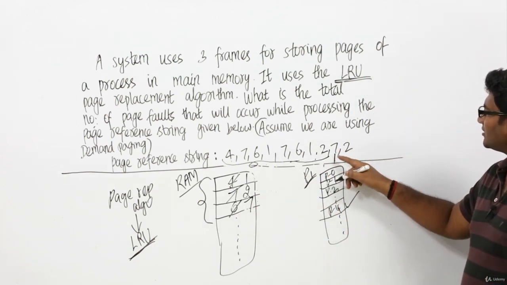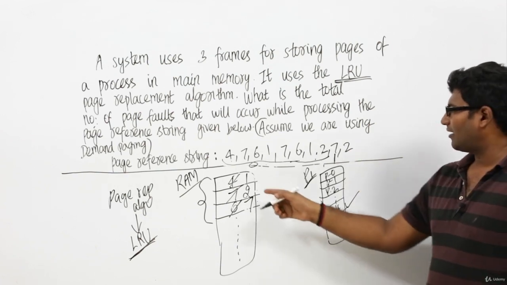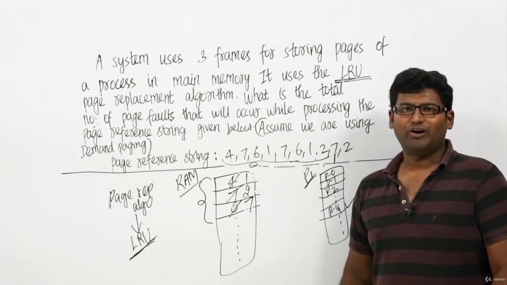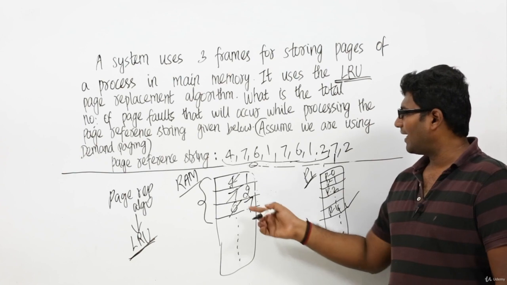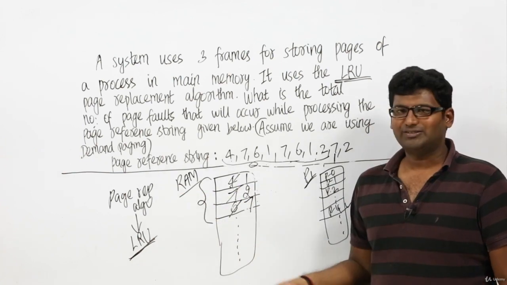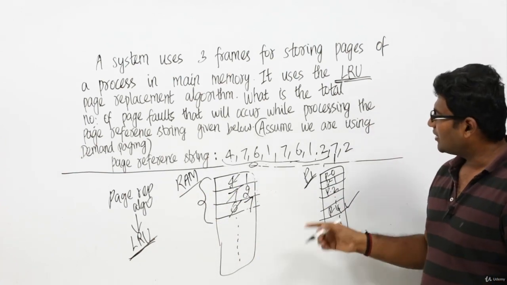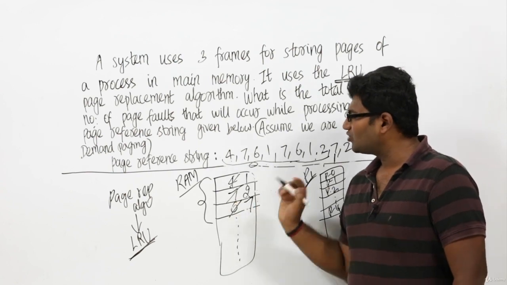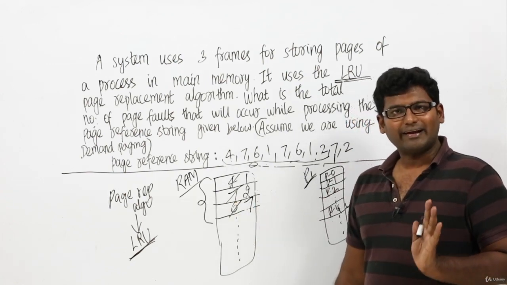Now CPU is requesting for page number 2. Page number 2 is already present in the RAM, so there is no page fault, right? So CPU can directly take this byte from page number 2 and execute it. So what is actually happening here? What is the number of page faults over here? Here there are exactly 6 page faults.